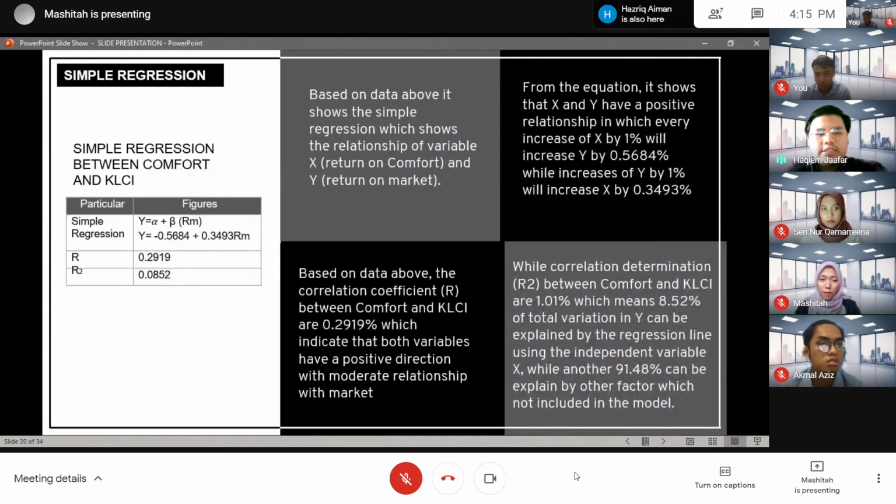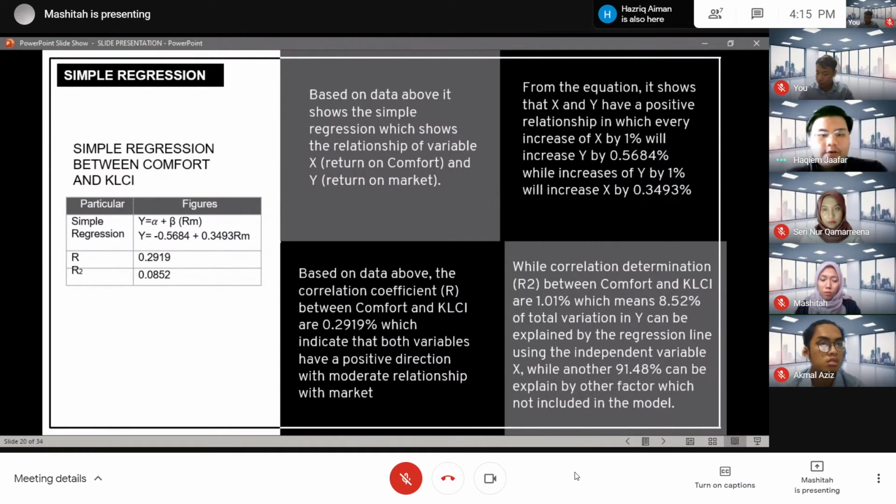The simple regression between Comfort and KLCI, based on the data above, shows the simple regression between variable X, the return on Comfort, and variable Y, the return on the market. From the equation, it shows that X and Y have a positive relationship in which every increase of X by 1% will increase Y by 0.5684%, while an increase of Y by 1% will increase X by 0.3493%.